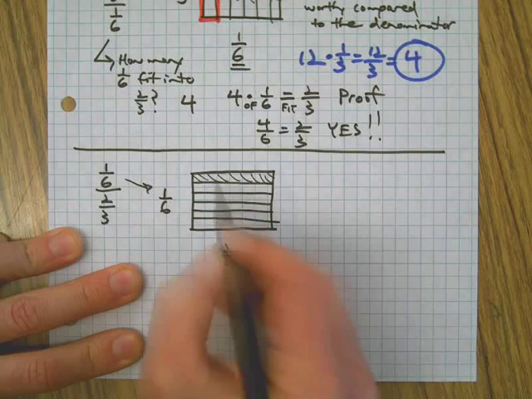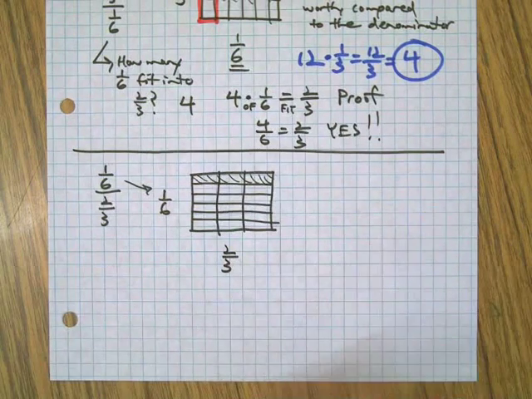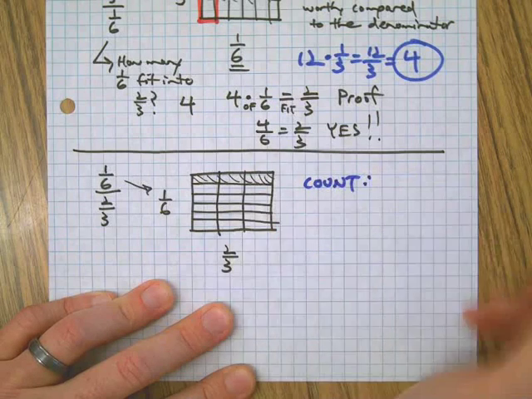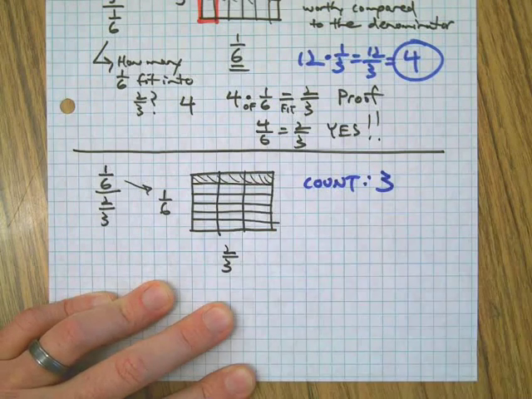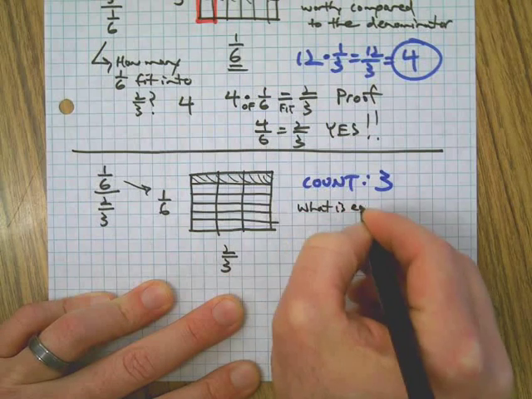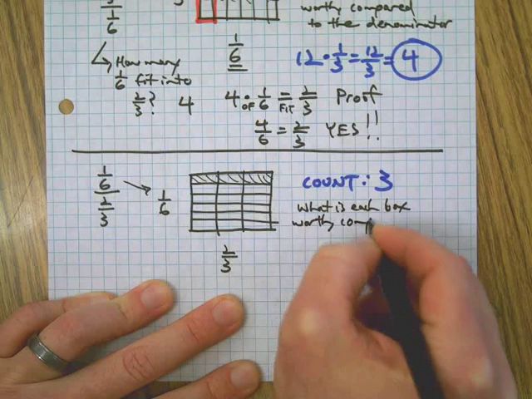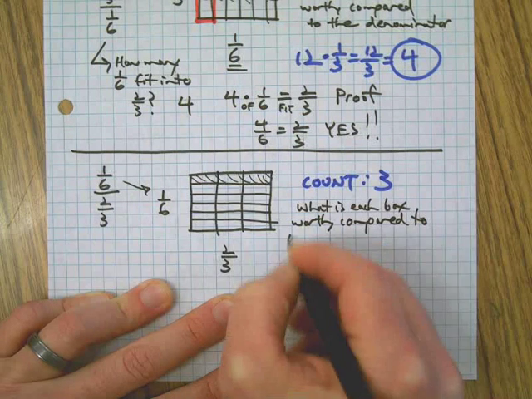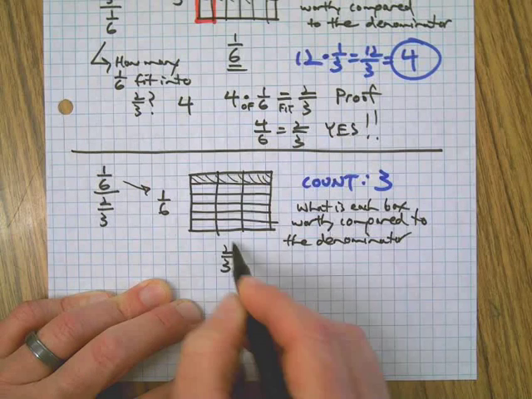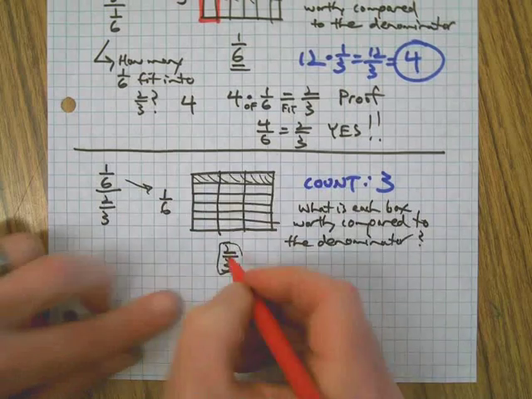Next, I'm going to put the 2/3 right here. I'm going to create that division. Okay, now just like in the first one, we're going to count the boxes that are colored in. Looks like there's 3 of them, right? Okay, just like up above, we go, what is each box worth compared to the denominator? In this case, the denominator is 2/3. So this one's a little different, maybe a little tricky.